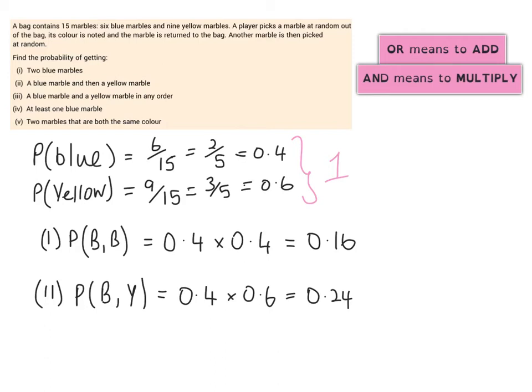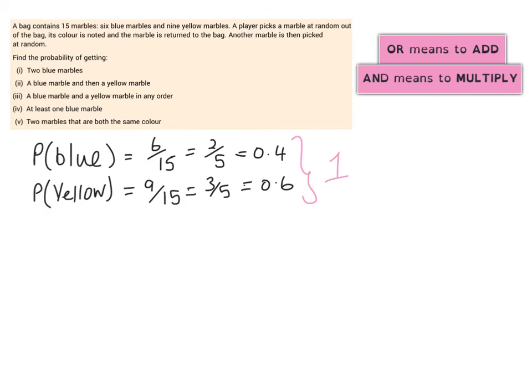Now let's have a look at the probability of a blue marble and a yellow marble, but it can be in any order. So it can be blue and yellow, or it can be yellow and blue. So we're going to be looking at the probability. So this is for part 3. The probability of a blue followed by a yellow, or the probability of a yellow followed by a blue.